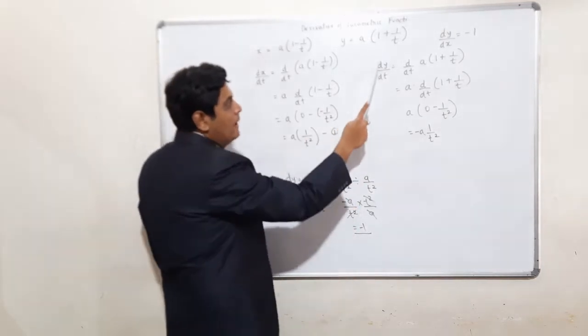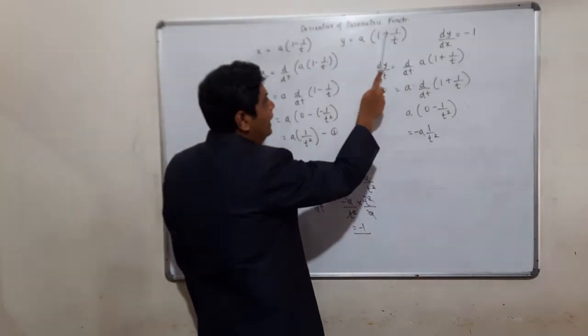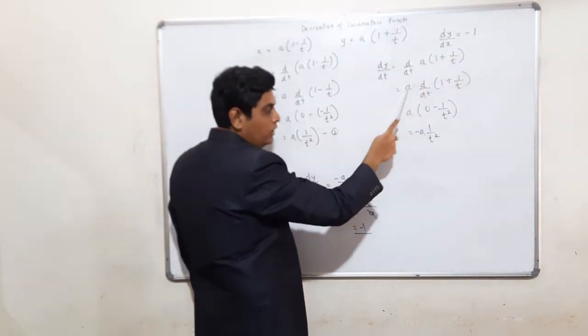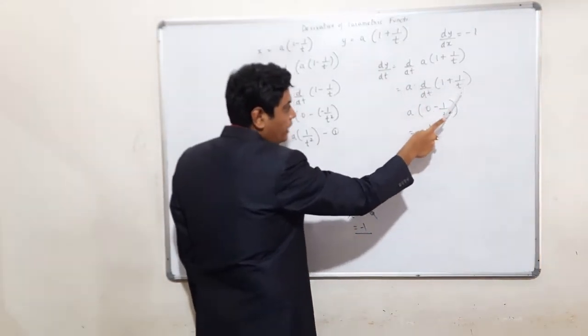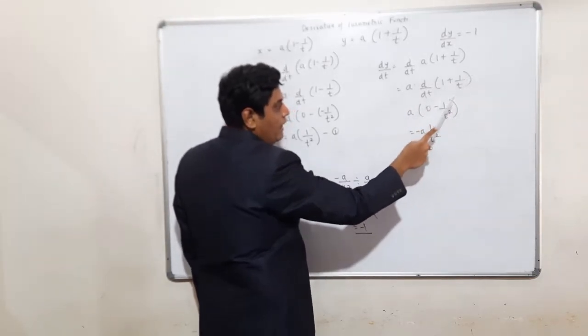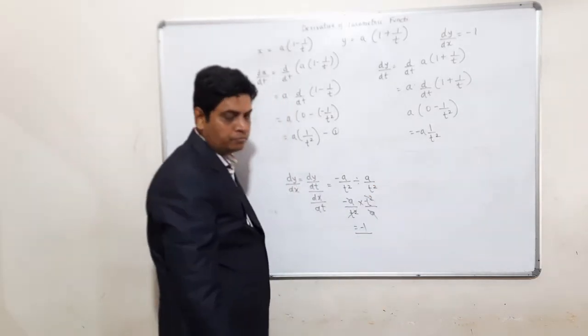Now we will find dy by dt. So what will be dy by dt? It is d by dt into a into 1 plus 1 upon t. Again a is a constant, it comes out. d by dt of 1 plus 1 upon t. A into derivative of 1 is 0. Derivative of 1 upon t is minus 1 upon t square. Answer is minus a upon t square.